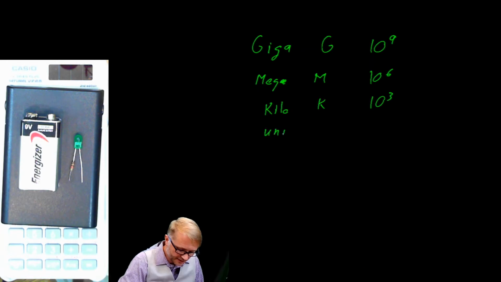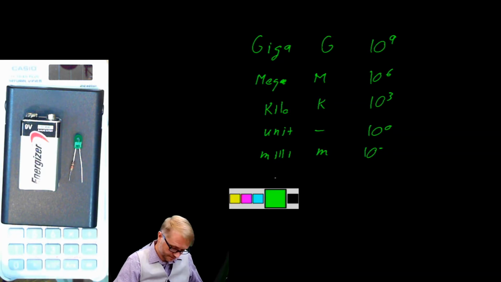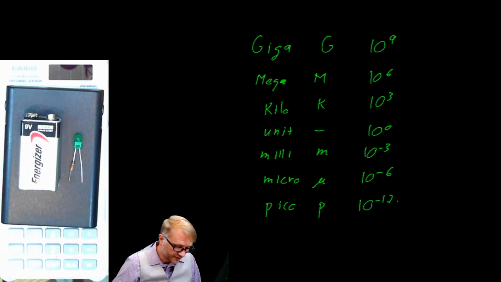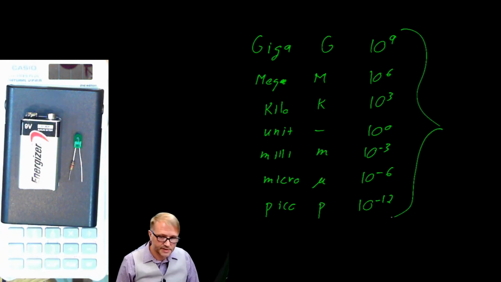The unit itself, 10 to the 0. Milli, so now we're getting smaller. Lowercase m, not to be confused with uppercase M, 10 to the -3. Micro, the mu, 10 to the -6. And finally, pico, P, which is 10 to the -12. Now, this is something you're going to want to commit to memory. Memorize those prefixes because we're going to use them again and again.